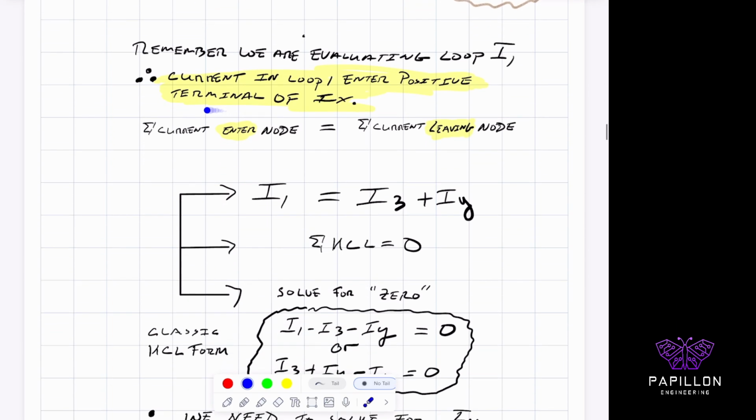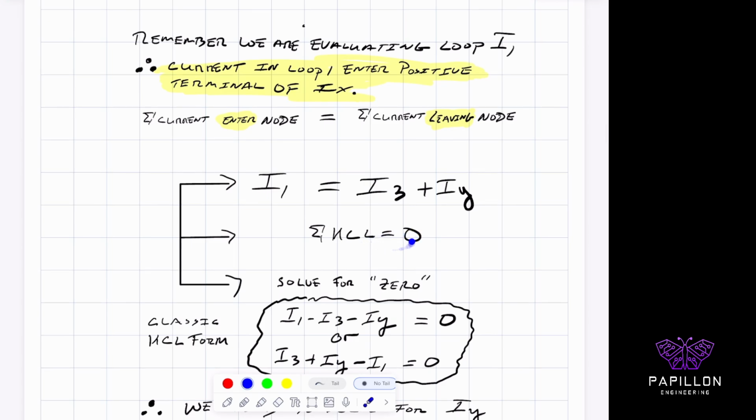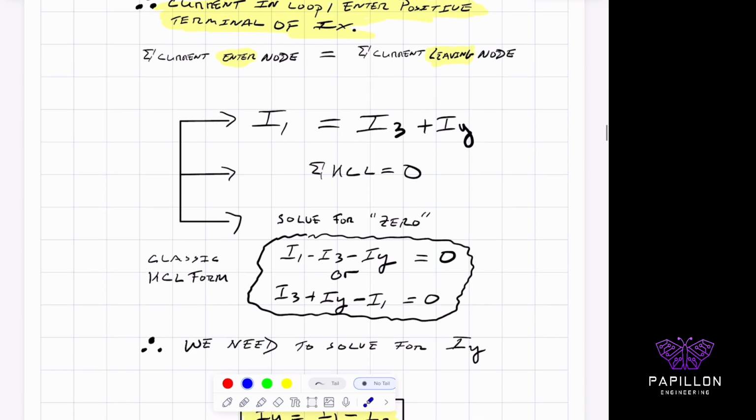All right, so what we try to do is define KCL. KCL can be defined as all the currents entering a node equal all the currents leaving a node. So I1 is a current entering this node over here, and it equals I3 plus IY, or I5, if I change the name temporarily. So if I sum up KCL, to prove this equation I essentially solve for 0. In other words, I can write it as I1 minus I3 minus IY equals 0.